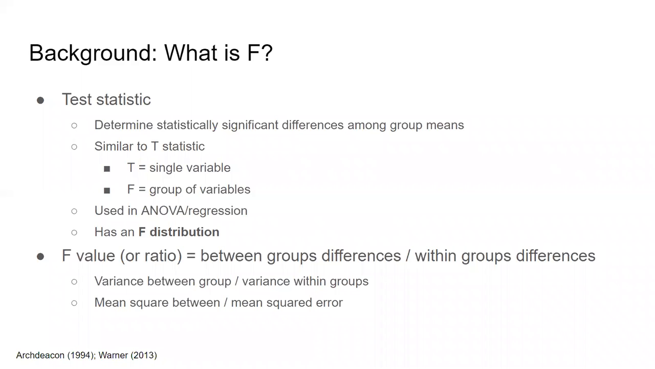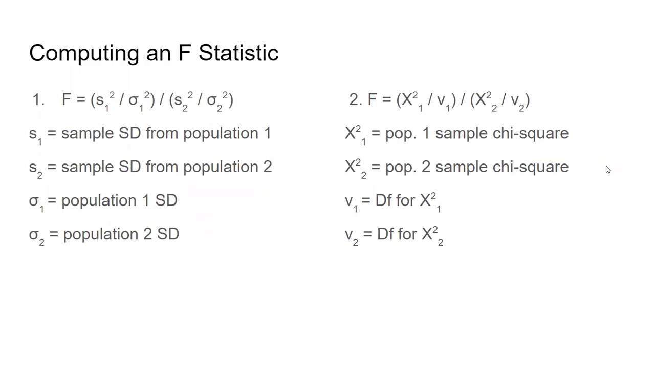And every F statistic has an appropriate F distribution. We also have an F value or an F ratio, which is going to be the between groups differences over the within groups differences. And there's also two other calculations to get that same value. Here are two ways we can compute an F statistic from known data. This is going to be known as our F value. We can use sample standard deviations as well as population standard deviations from two different groups, or we can use sample chi-squares and degrees of freedom from two groups as well. These are both going to get us the same F value.